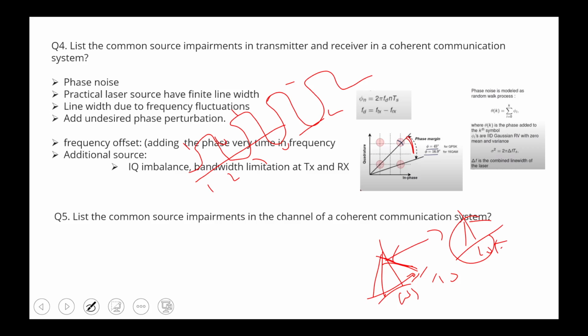Another impairment is the frequency offset, which adds phase every time. Whatever the phase noise, every time a 1 or 0 comes it has another phase noise, then 0 has another phase noise, 1 has another phase, so over the whole component it will add phase noise to the signal. The additional source is phi n, the phase noise added by 2 pi fd n ts, where n is the number of symbols, ts the time, and fd the fluctuation in frequency. So fd should be ftx minus frx.